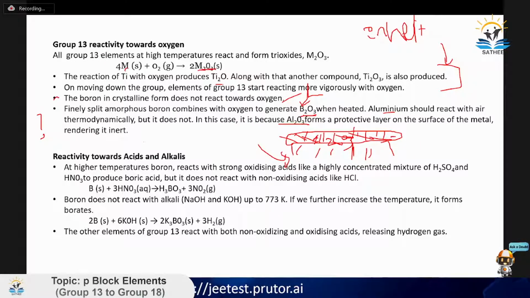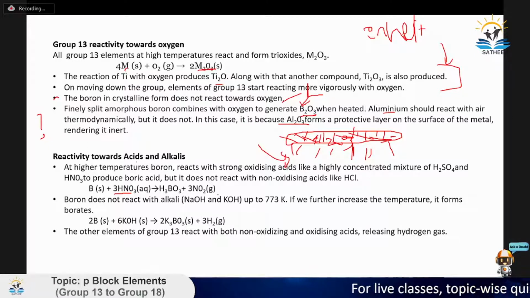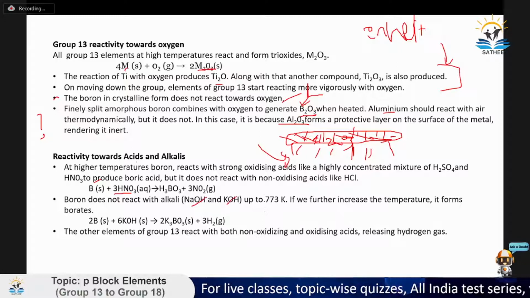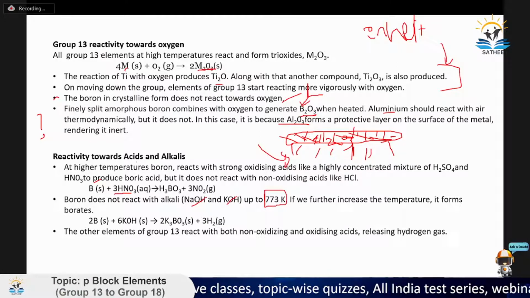Similarly, if we react it with acids and alkalis, now with acid, particularly HNO3, it gives rise to H3BO3, which we call orthoboric acid, or in general, a more general name, boric acid. So this is an important reaction. Boron does not react with alkali, NaOH and KOH, up to this particular temperature.